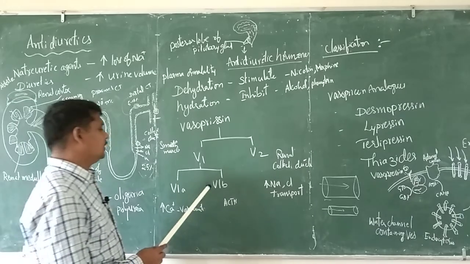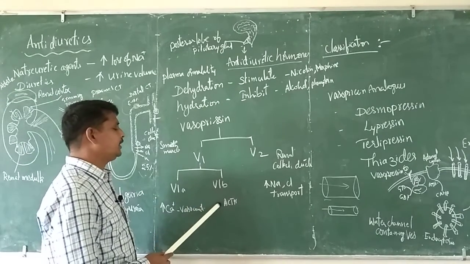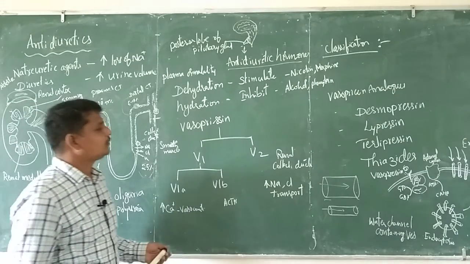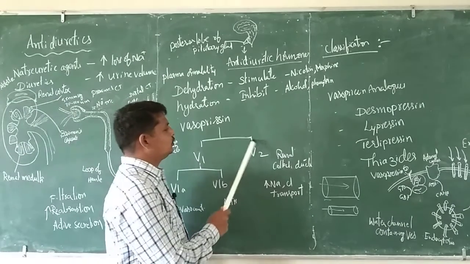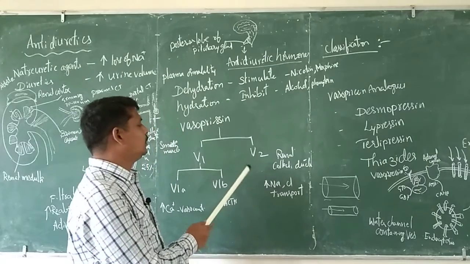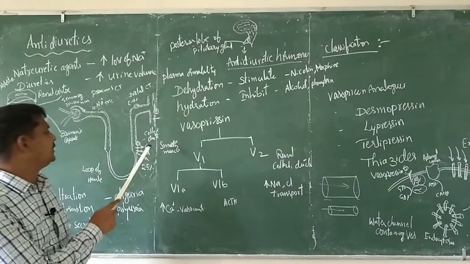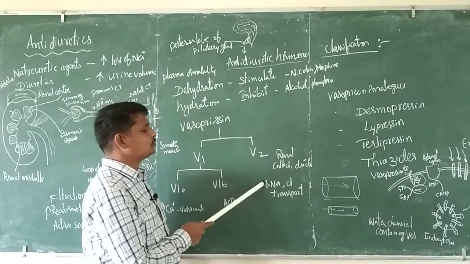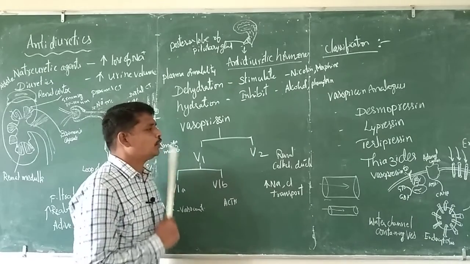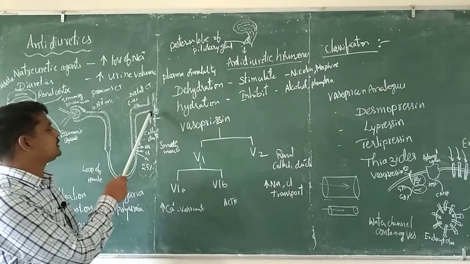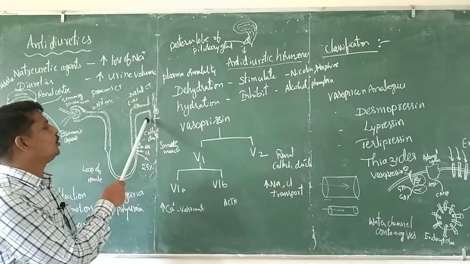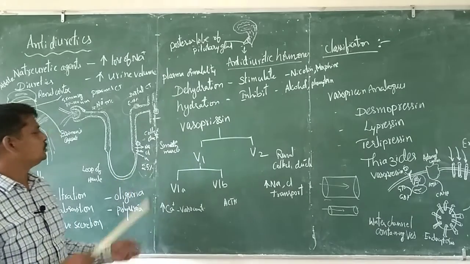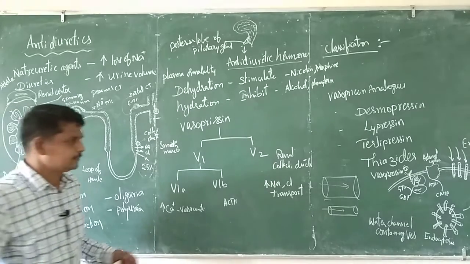Next, V1B is helpful for increased stimulation of the adrenocorticotrophic hormone. Next, V2 receptors are predominantly present in the collecting ducts. They help increase the absorption of sodium chloride and water. So whatever the filtered substances are there, the excess water and salts are reabsorbed. Now we will see the mechanism by which these are absorbed.